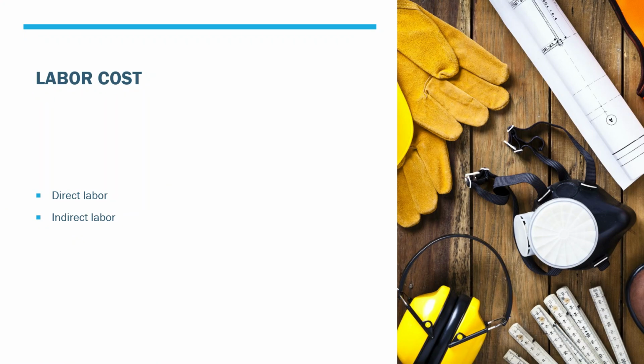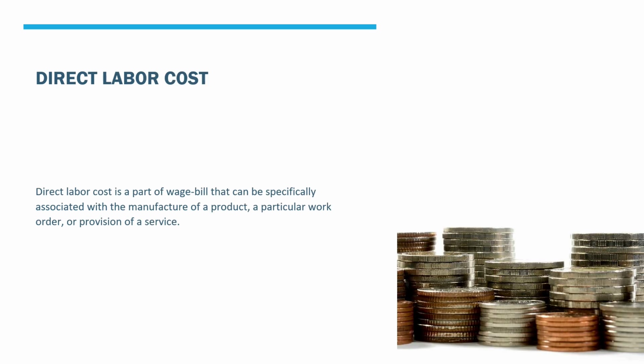Now we look at the concept of labor cost. Labor cost is a major component of the cost of manufacturing in many industries. This labor cost may again be direct labor cost or indirect labor cost. Direct labor cost is a part of wage bill or payroll that can be specifically and consistently assigned to or associated with the manufacture of a product, particular work order, or provision of a service. For example, the payroll cost of manufacturing one unit of car may be calculated by multiplying the wage rate with the number of hours spent in the production of one unit of car.